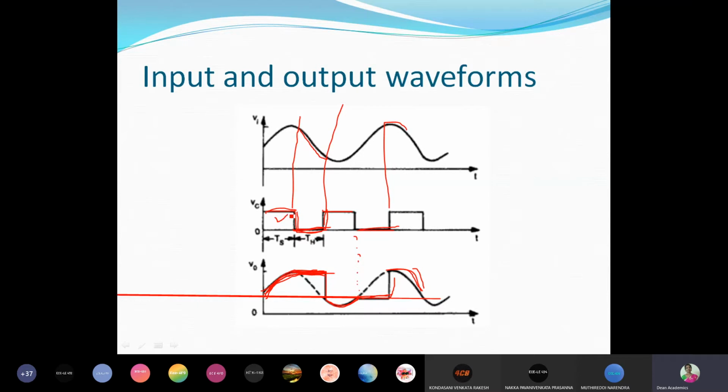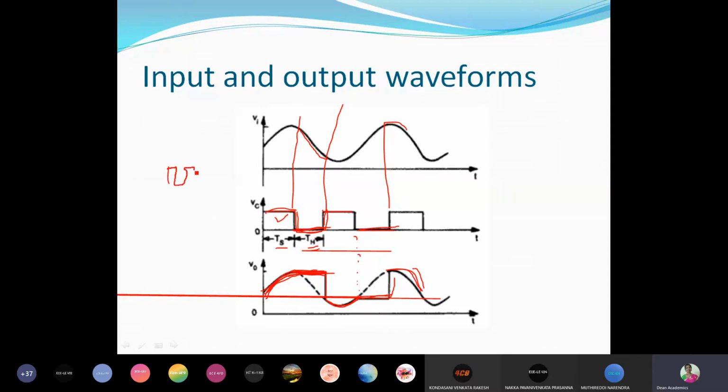Therefore, this on period of the control voltage is called the sample signal, and the off period of the control signal is called the hold signal, right? Hold time period and sample time period. Now you can change the hold and sample time period. That means you can have the control voltage at a very faster rate.